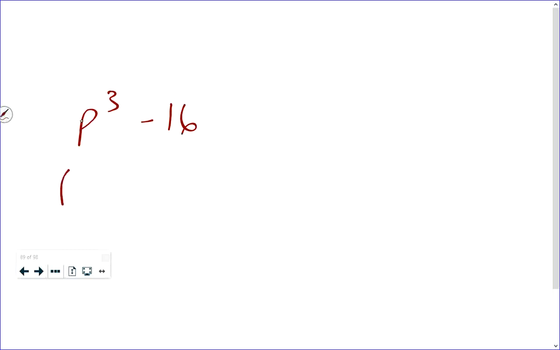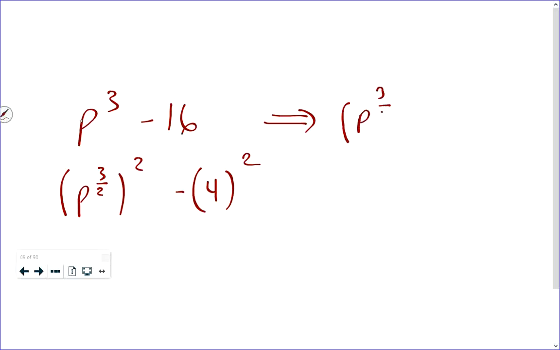The thing that you square to get p cubed is p to the 3/2. Because when you multiply 3/2 by 2, which is a power of a power rule, you get 3. That means this factors into (p to the 3/2 minus 4)(p to the 3/2 plus 4). I think many of you will see, well, maybe I will ask this, how many of you see there's kind of no end to what you could do here? But that doesn't mean you do it. You do it if it's going to help you out.